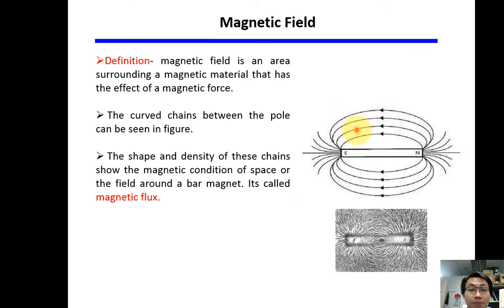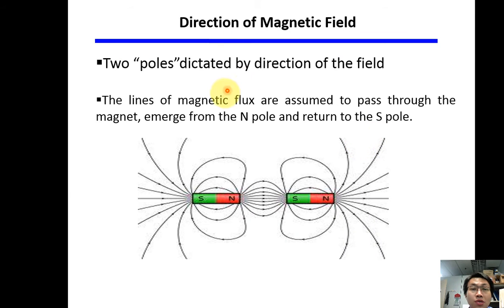The curved chain between the poles can be seen in the figure, curved chains like this. So the shape and density of these lines show the magnetic condition of the space or the field around a bar magnet. We call it magnetic flux. Even though it is not enclosed, it is still called magnetic flux. The two poles are dictated by the direction of the fields.